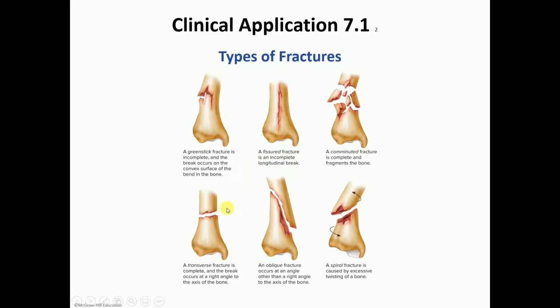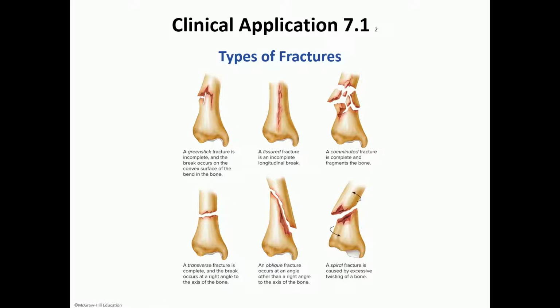A transverse fracture occurs at a right angle to the axis of the bone. So what on earth does that mean? It means that this right here is the axis of the bone, up and down. The fracture happened at a perpendicular angle, at a right angle to the axis of the bone. An easier way of knowing this is that it went transversely through the bone.